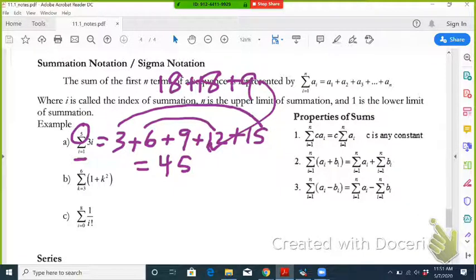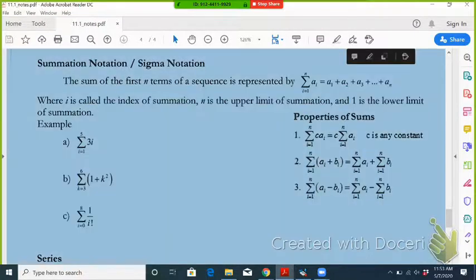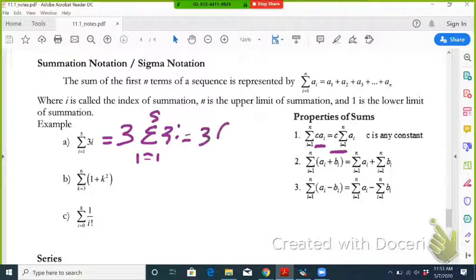Before we do the next example, let's look at these properties of sums that you can use. If you have a constant that you can factor out of the nth term formula, you could do that first, and then do the sum later on. So another way we could have done this was 3 times the sum of i from 1 to 5. And that would be 3 times 1 plus 2 plus 3 plus 4 plus 5, which is 3 times 15, which is also 45.